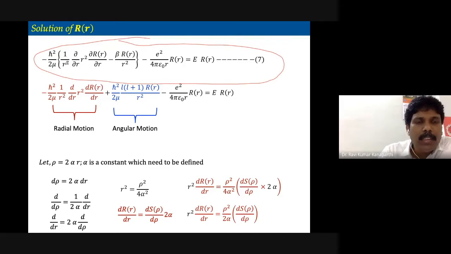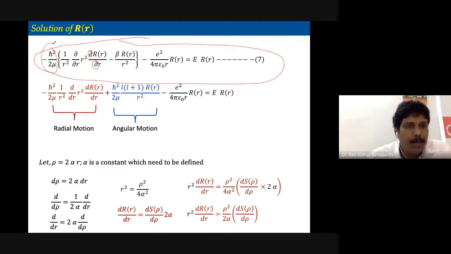As you can see here, now there is no need of using this partial differentiation notation, because whatever we have on the right hand side of the partial differentiation, those are simply d by dr differentiation. Therefore, simply we can replace the partial differentiation with d. That's all, and that is what is done here. And similarly, the minus h cross square upon 2 mu is outside, so that we can take it inside the bracket and then multiply it. That's what is done.